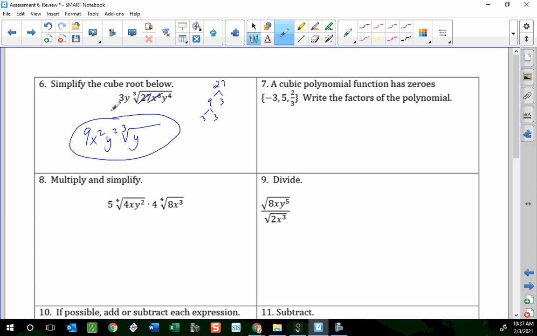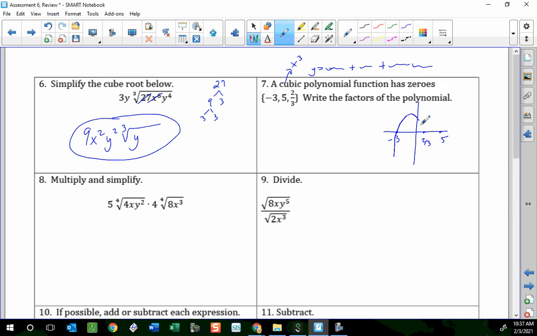All right, number 7, a cubic polynomial. So those words right there. Remember, cubic means x to the third. Polynomial, that's what we did last chapter. Remember, that was just like a long problem with a bunch of pluses and minuses with expressions like x to the third and so forth. So anyway, write the factors. So we have 3 zeros. So that means that if I was graphing this thing, it would cross at -3, it would cross at 5, and also 2/3.